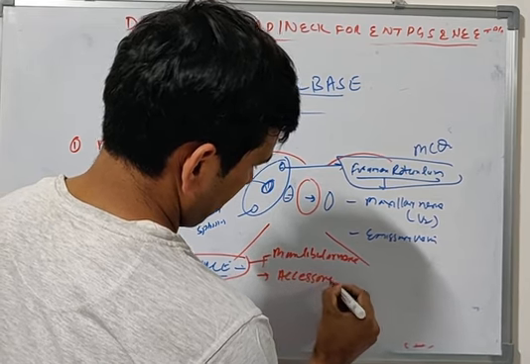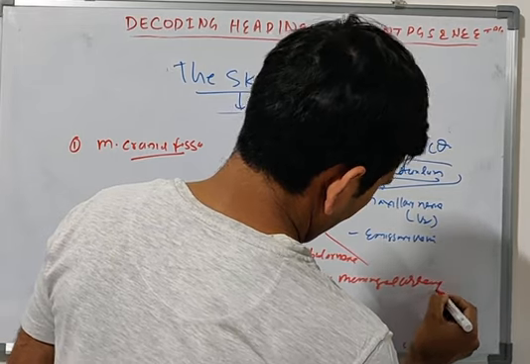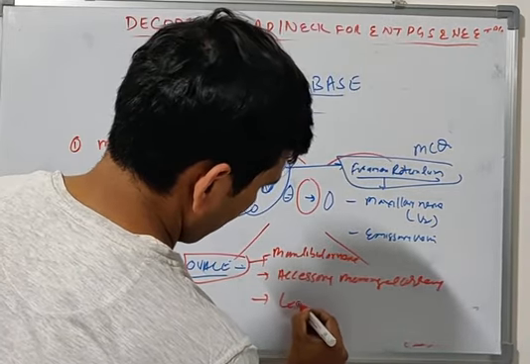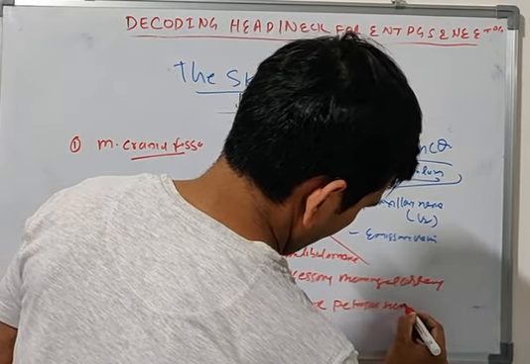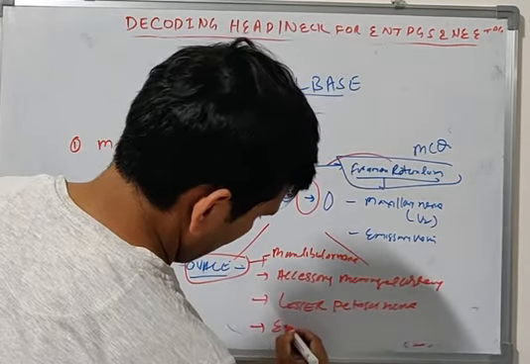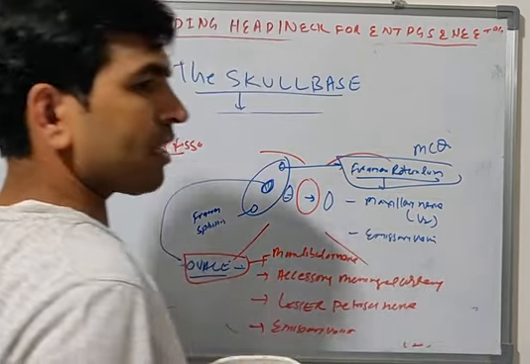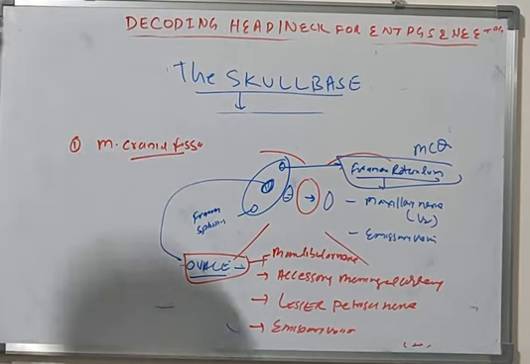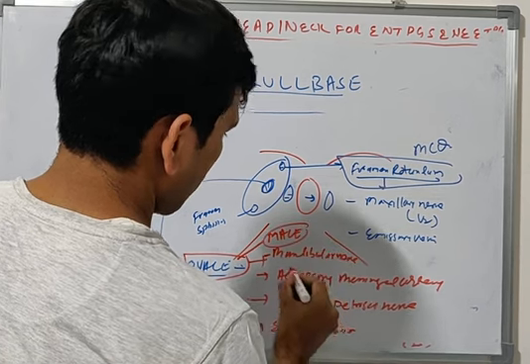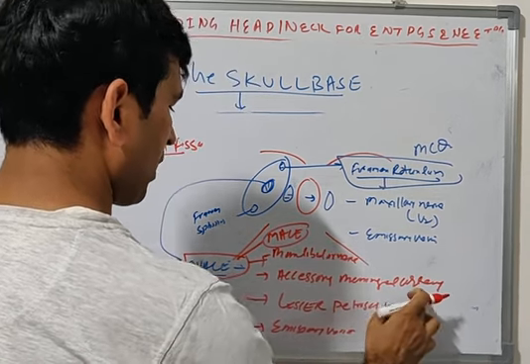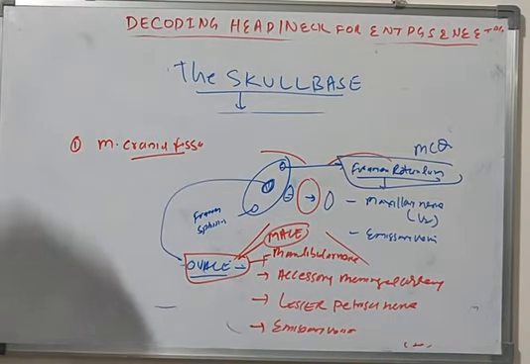Accessory meningeal artery, lesser petrosal nerve, and emissary vein. The emissary vein again connects the pharyngeal plexus to the cavernous sinus. So you may remember why this foramen ovale has a vein. So: mandibular nerve, accessory meningeal artery, lesser petrosal nerve, emissary vein. These are the structures passing through foramen ovale.